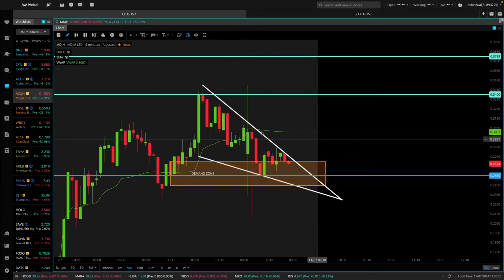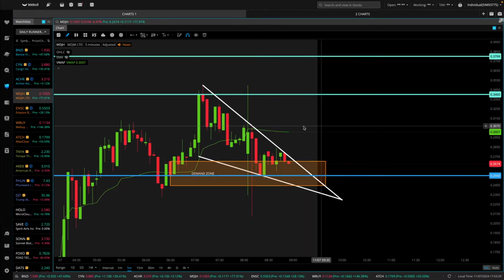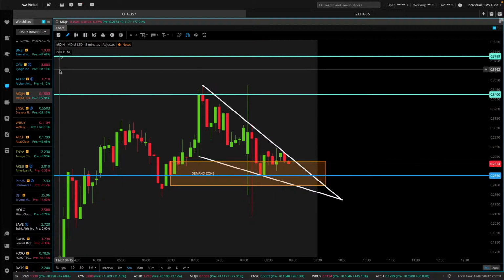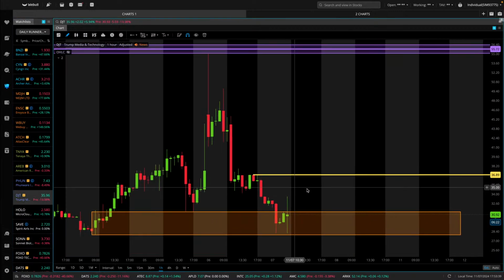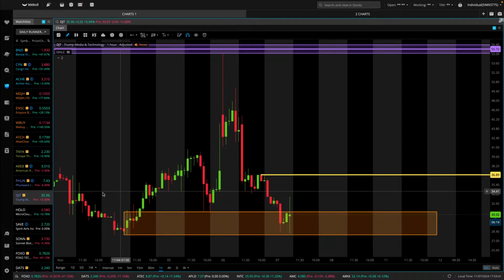MDJH is right here. This is it. It's in a falling wedge, demand zone, expected to break out. We'll see what happens. DJT is in demand zone, look. Just chilling in demand zone right now.